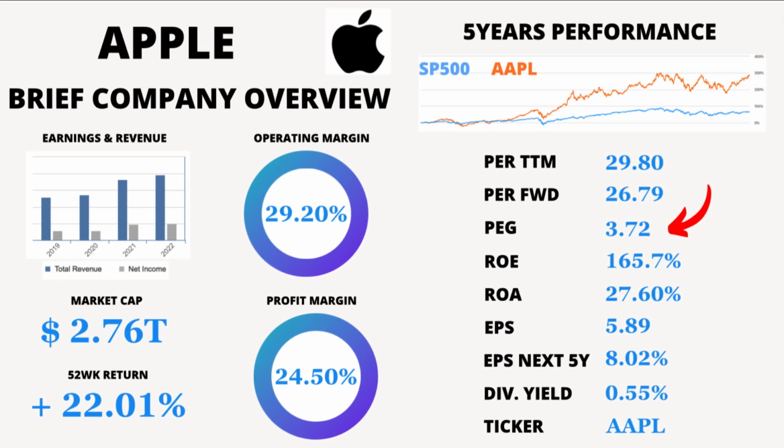Now, let's talk about the PEG ratio, which stands for price/earnings to growth. The PEG ratio combines the PER with the expected earnings growth rate. For Apple, the PEG ratio is 3.72, indicating a higher valuation relative to its growth prospects. Keep in mind that a value below 1 is generally considered favorable.